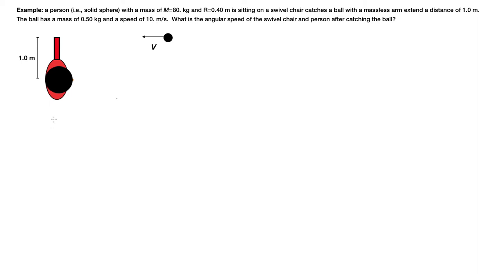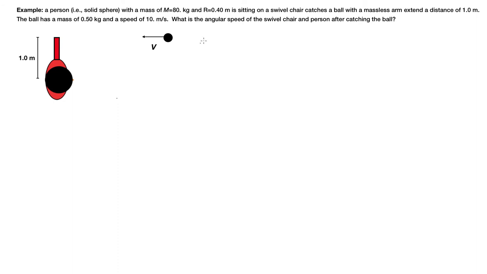Hi everyone. I wanted to work one more example before I leave you to your own devices, and that is this question that I posted in my lecture notes, which gives an example of a person, which I'm going to model as a solid sphere, who has mass m and radius r equals 0.4 meters. And they're sitting on a swivel chair and they catch a ball with their arm stuck out 1 meter from the sort of center of rotation right here. The ball has a mass of half a kilogram and an initial speed of 10 meters per second. I want to know after the catch, how fast is this person spinning?